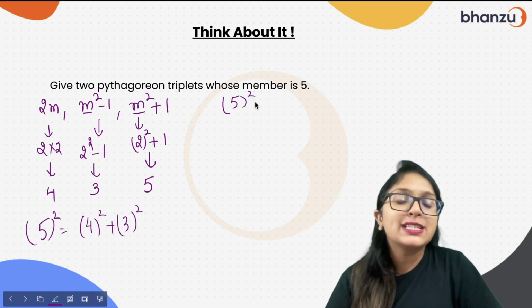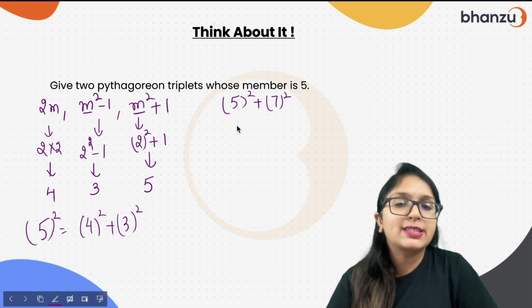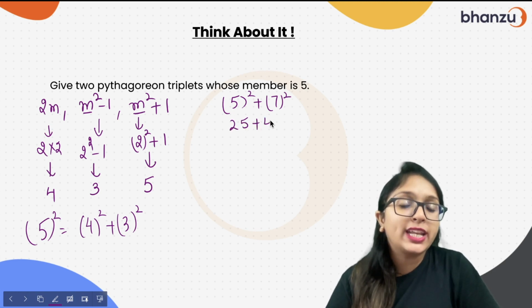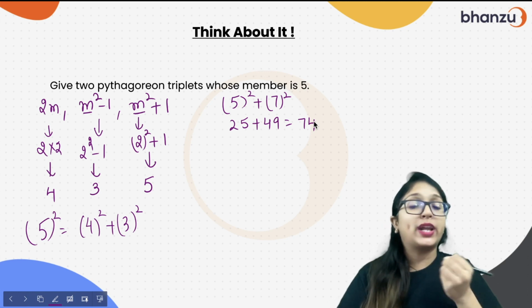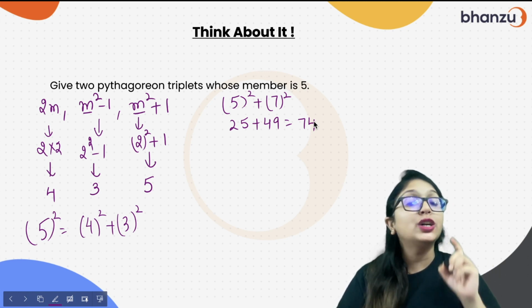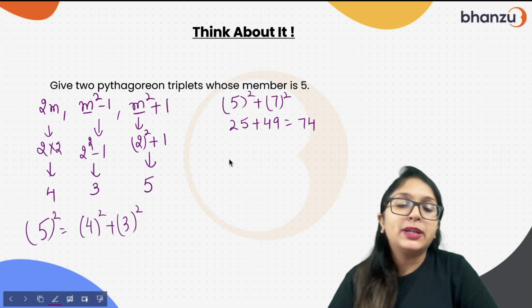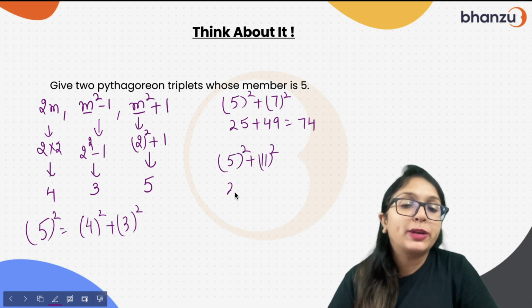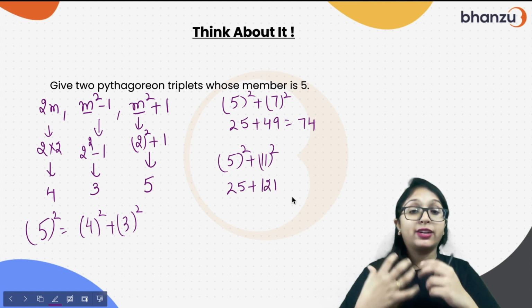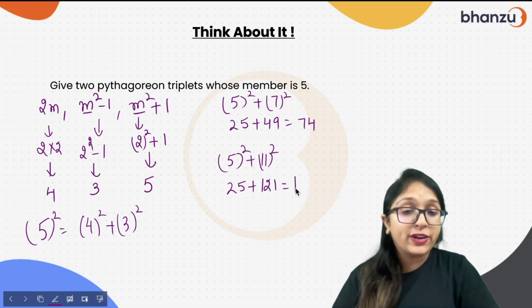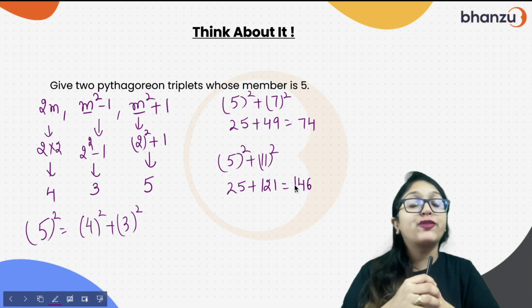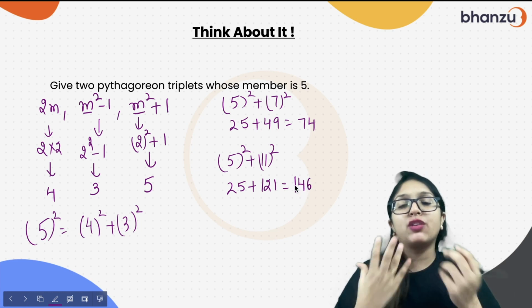Let's say 5 square plus 7 square. Does it work out? Let's see. 25 plus 49, which is going to be 74. So this is not a perfect square. That means this is not going to make a Pythagorean triplet. Let me try with 5 square plus 11 square. So this is going to be 25 plus 121, which is 146. Is this a perfect square? Of course, this is not a perfect square. So this is not going to serve our purpose.